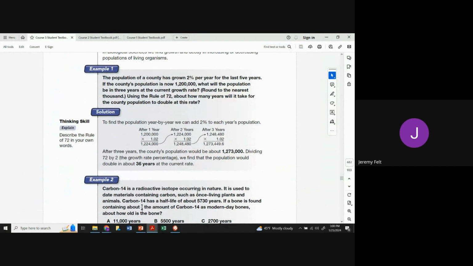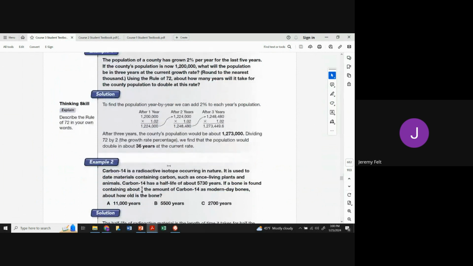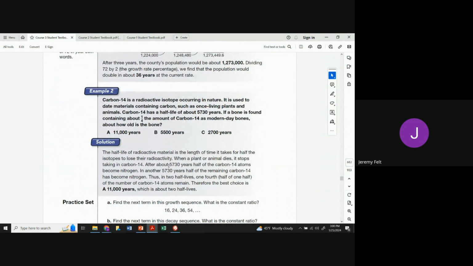Okay, and the rule of 72, as I talked a little bit about, after 3 years, the county's population would be what we just found. Dividing 72 by 2, the growth rate percentage, we find that the population would double in about 36 years at the current rate. Again, populations, people move into areas, move out of areas. Obviously, globally, overall, the population is going up, but again, at that rate, it takes about 36 years to double.